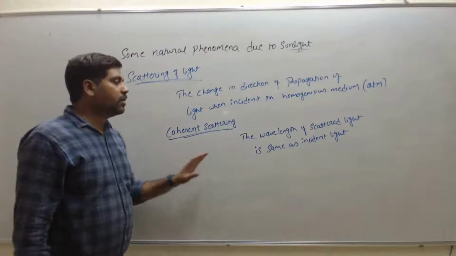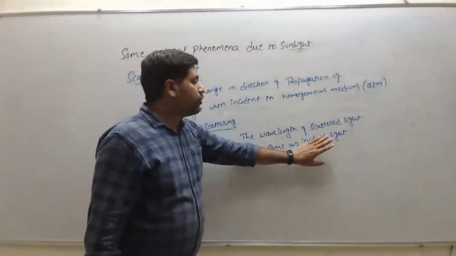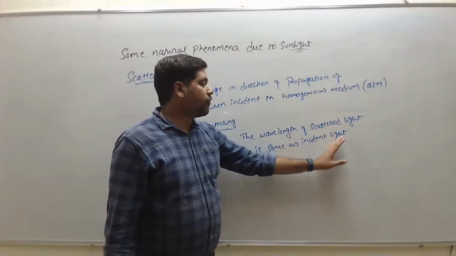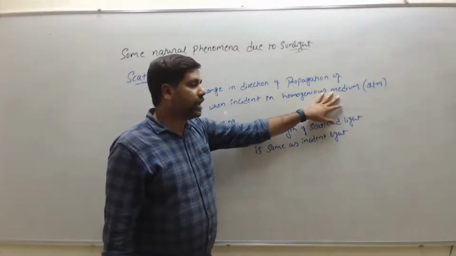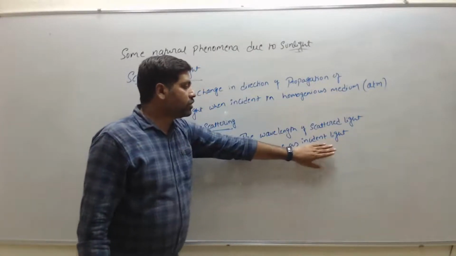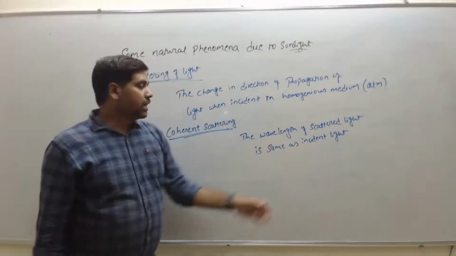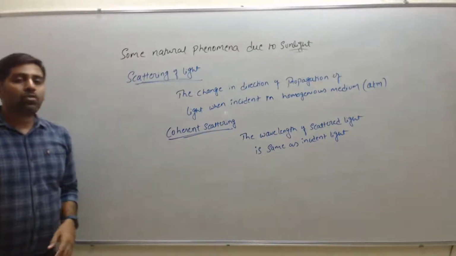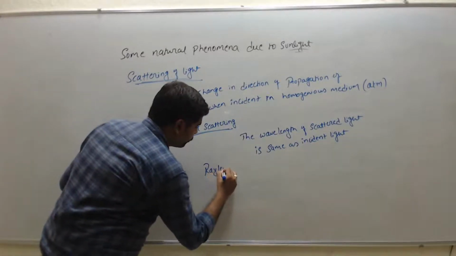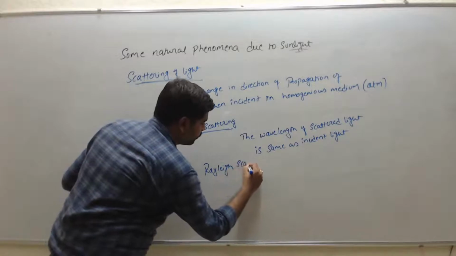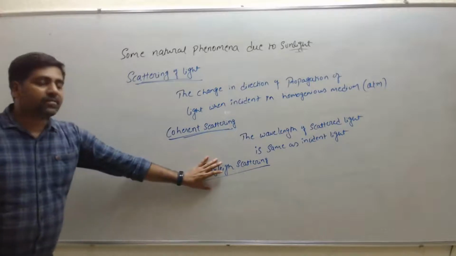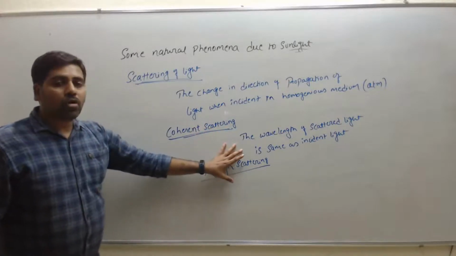Coherent scattering is nothing but when sunlight travels in the atmosphere, after it passes through the homogeneous medium, the sunlight will scatter. That scattered wavelength is equal to that of the incident light. That type of scattering we call coherent scattering. An example of coherent scattering is Rayleigh scattering. Coherent scattering is also called Rayleigh scattering. It is one of the examples of coherent scattering.